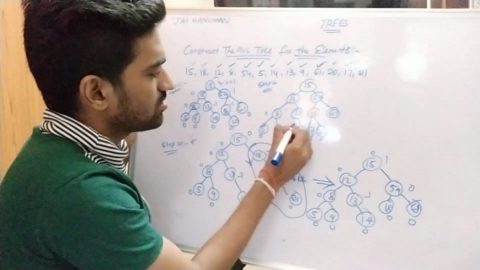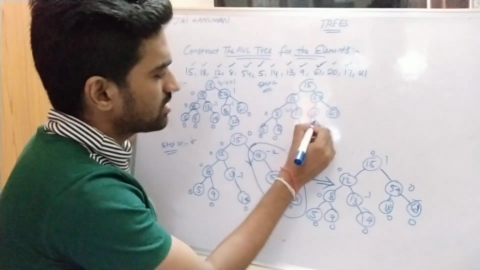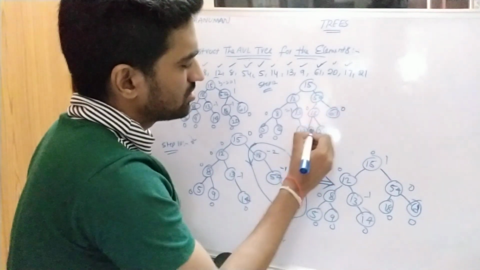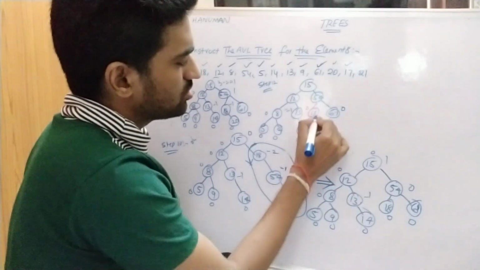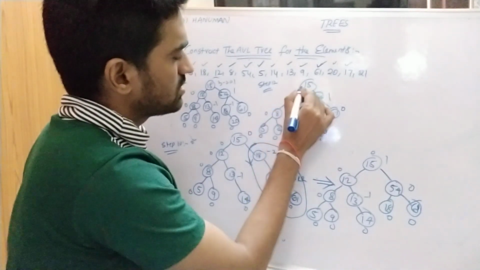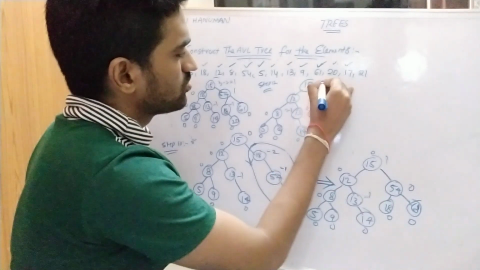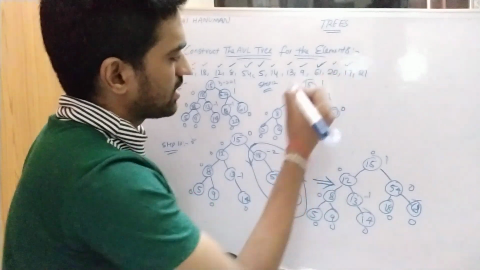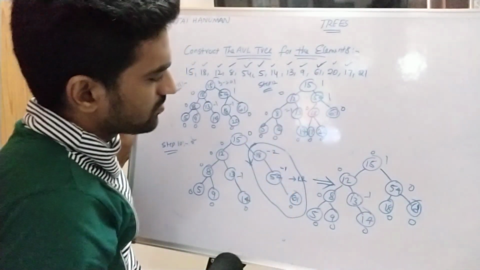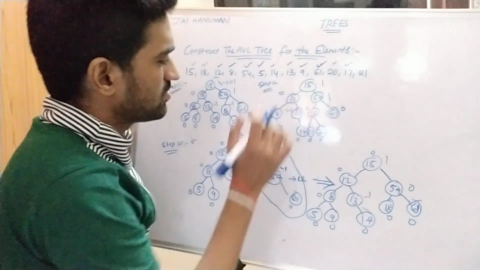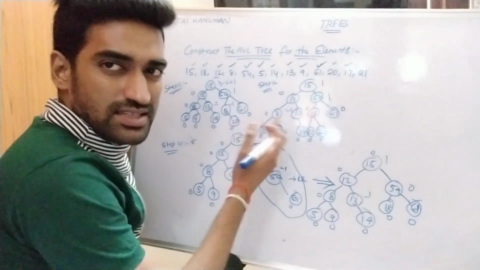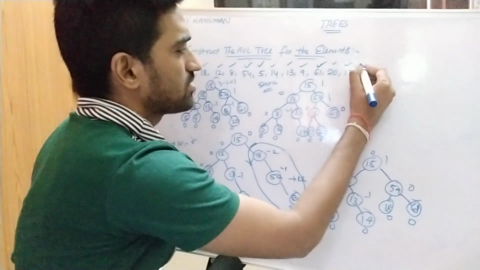So 1 minus 1, 0, 0 minus 1, minus 1, 1 minus 1, 0, then 0. We are calculating 2 minus 1, 1, 1, 2, 3. 3 minus 2, 1. For this, 2 minus 2, 0. This also satisfies the AVL tree properties, the balancing factor property. So that's why this is an AVL tree.